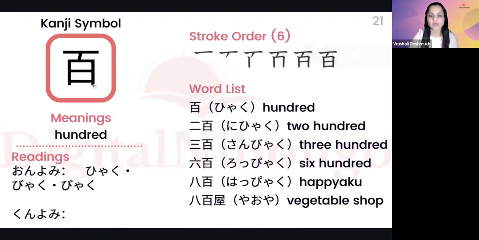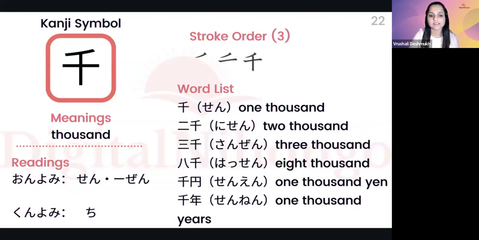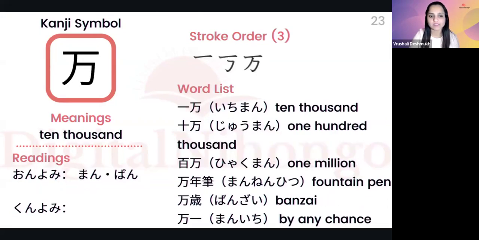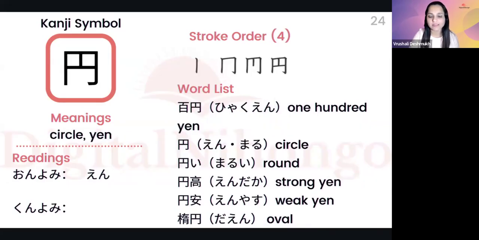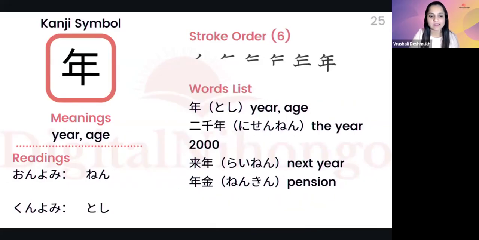So just now we have seen yaku, 100, then sen, 1000, man, 10,000, en, yen, and nen or toshi is year. Okay. The remaining kanjis we will continue learning in the next class. Thank you.